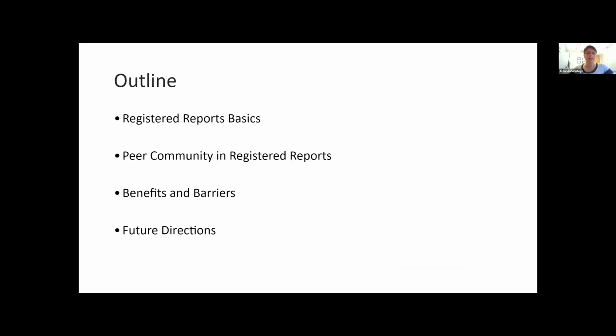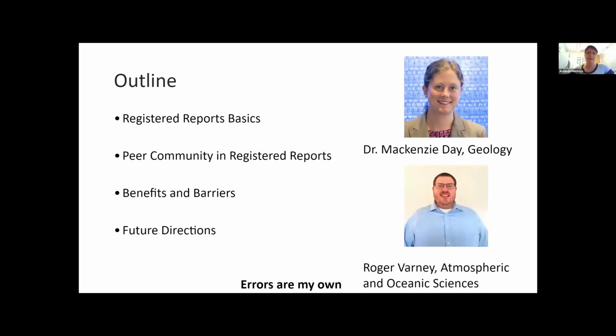So just a basic outline of what I'm going to do today. I'm going to talk about the basics of registered reports and then a specific tool called Peer Community in registered reports. Talk about some of the benefits and barriers we're experiencing thus far in the social behavioral sciences, and then what are the future directions for the natural sciences. I wanted to shout out to two of my colleagues here at UCLA, Mackenzie Day and Roger Varney, who both consulted with me on this presentation because I didn't know a lot about the natural sciences.